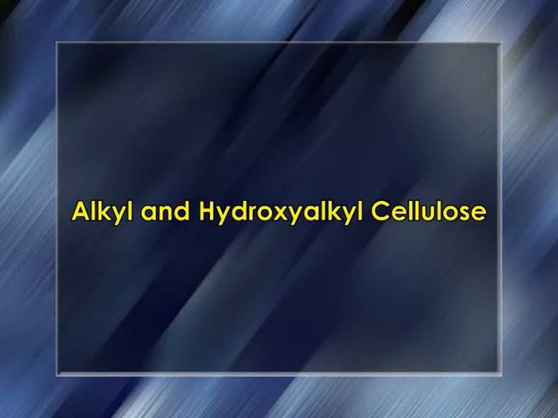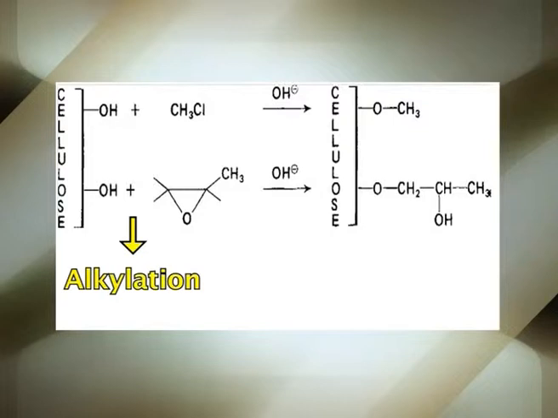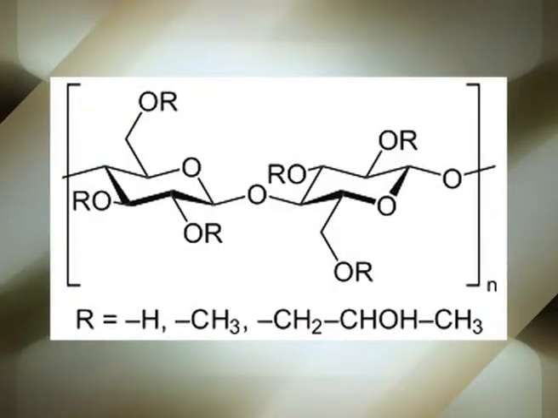Some of the derivatives are alkyl and hydroxyalkyl cellulose. The reaction of cellulose with methyl chloride or propylene oxide in the presence of a strong alkali introduces methyl or hydroxypropyl groups into cellulose, leading to its alkylation. The degree of substitution is dependent on reaction conditions. Mixed substitute products are also produced, for example, methyl hydroxypropyl cellulose or methyl ethyl cellulose.